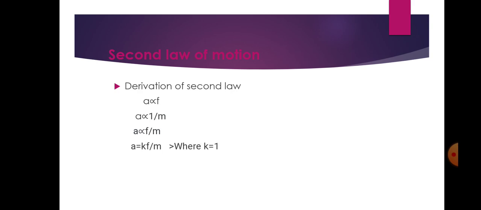Here we remove the proportionality sign. When we do this, we put an equals sign and also a constant, where k is equal to 1. Then we ignore it, so a is equal to F over m. We can also write it in another form, where m is multiplied by a, which becomes F is equal to ma.